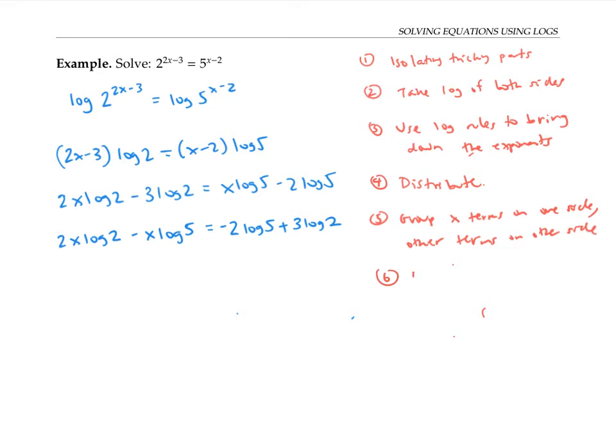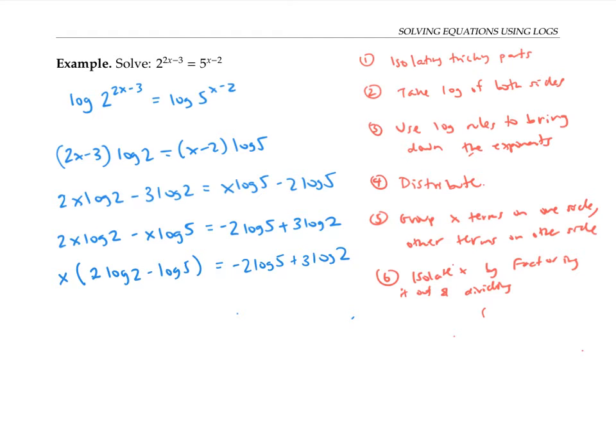Finally, I need to isolate x by factoring and dividing. By factoring, I just mean I factor out the x from all the terms on the left. So that gives me x times the quantity 2 log 2 minus log 5, and that equals this mess on the right. Now I can divide the right side by the quantity on the left side.